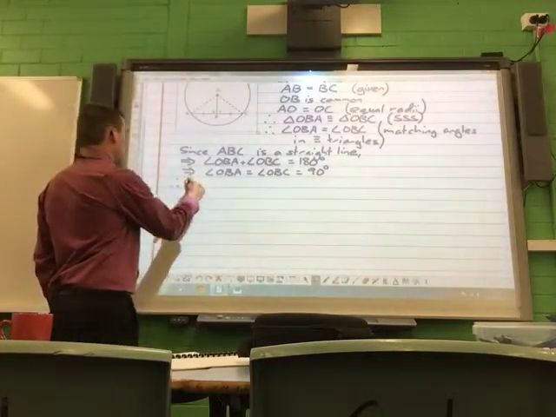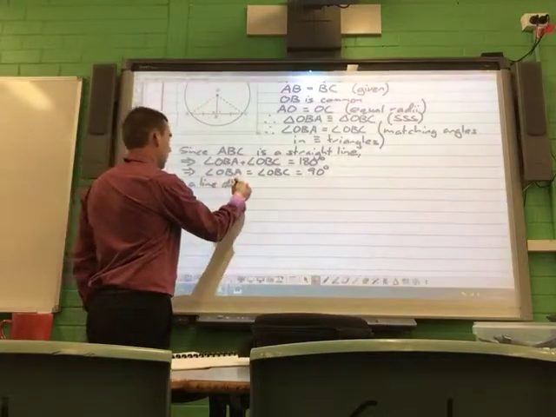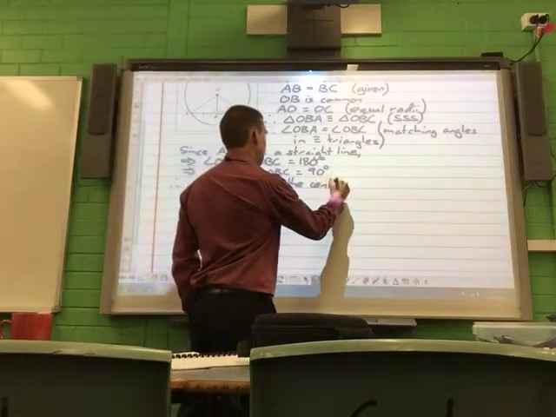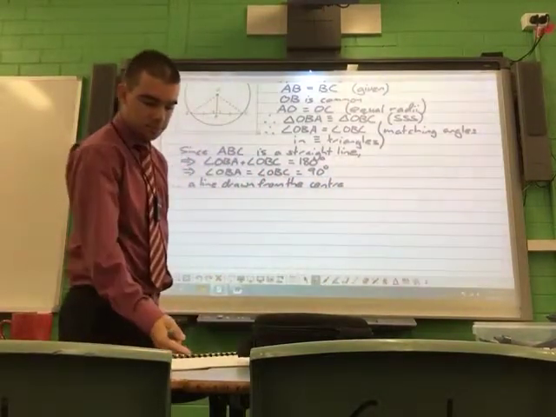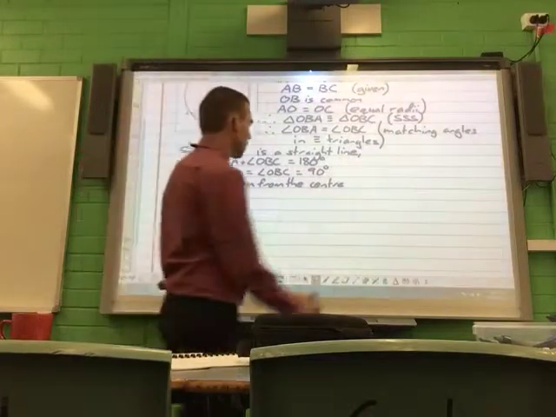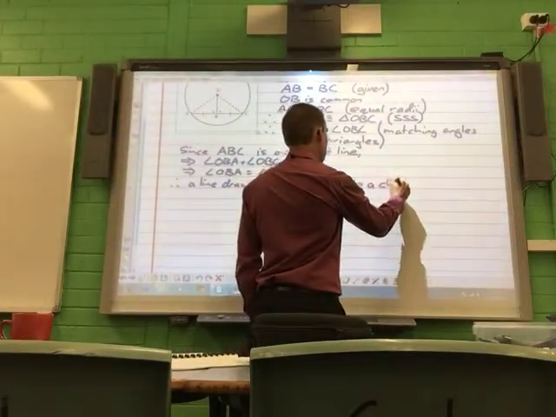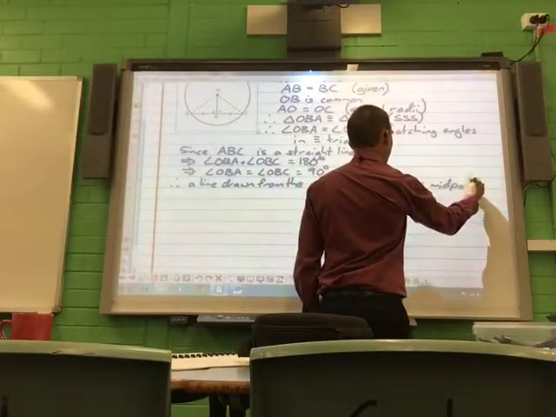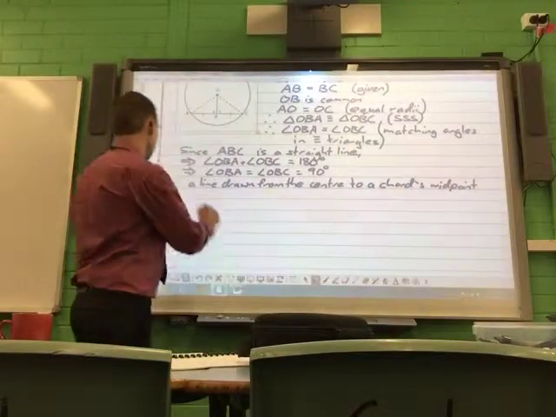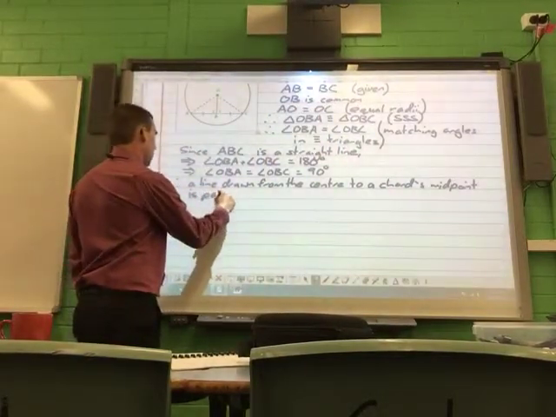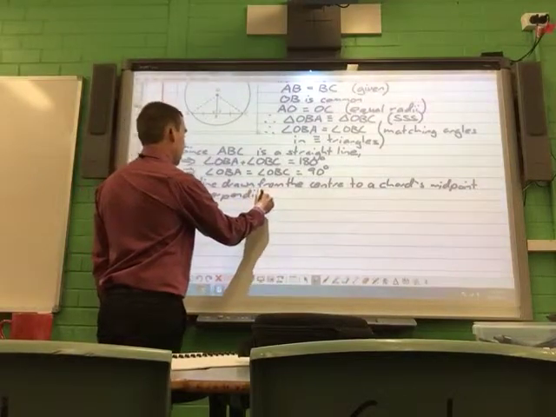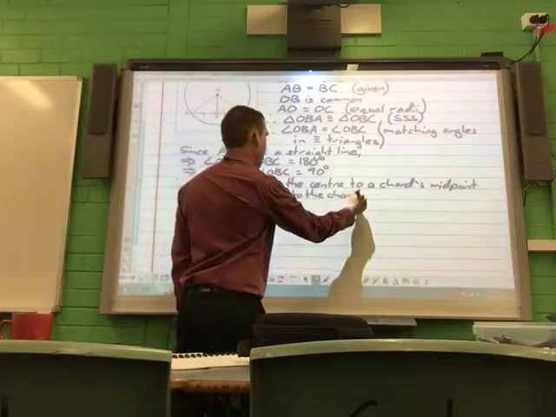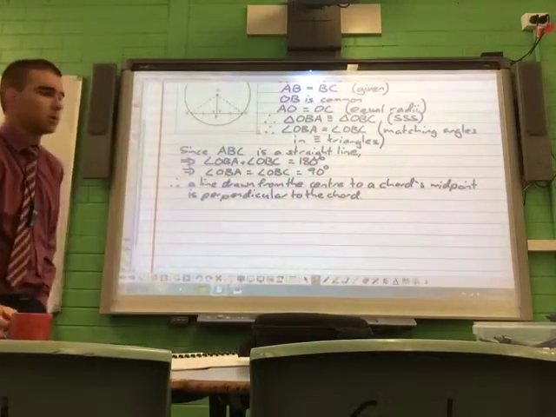Right, so therefore a line drawn from the centre to a chord's midpoint is perpendicular to the chord. Okay, that's the property we've just shown.